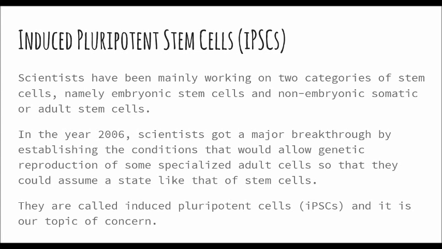Scientists have been mainly working on two categories of stem cells, namely embryonic stem cells and non-embryonic somatic or adult stem cells. In the year 2006, scientists got a major breakthrough by establishing the conditions that would allow genetic reprogramming of some specialized adult cells so that they could assume a state like that of stem cells. They are called induced pluripotent cells, and it is our topic of concern.